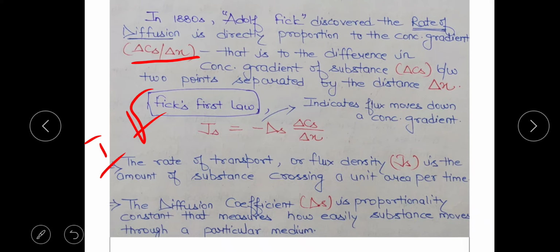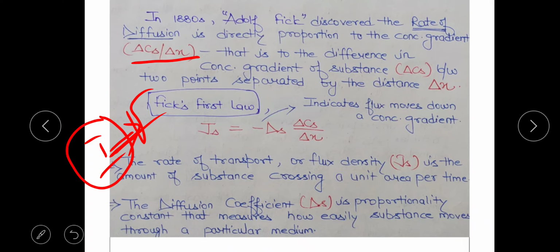Initially, the concentration at one place is higher, and when it has to move towards the final stage where its concentration is low, that particular difference in the concentration of the substance is represented as delta Cs, and this particular distance is known as delta X. Okay? So that is the two points separated by a distance, that is delta X. So here the rate of diffusion becomes directly proportional to delta Cs upon delta X.